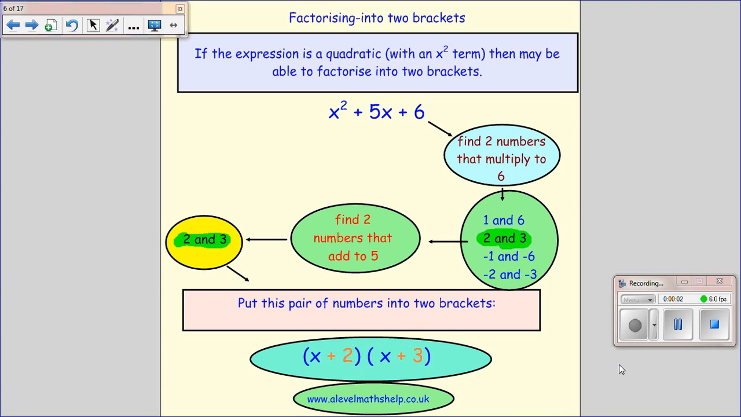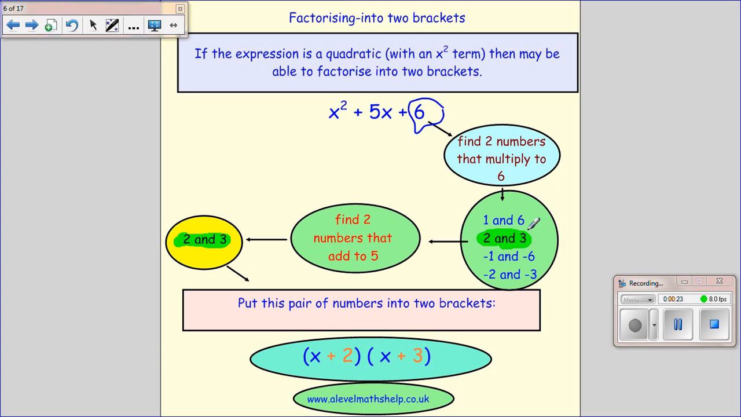Hi, so in this video we're going to be looking at factorising a quadratic into two brackets. When we talk about a quadratic, we're talking about an expression like this, where the highest power of x is 2, so an x squared expression. The first thing we do is we look at this last number, and we think of numbers that multiply together to give us that number.